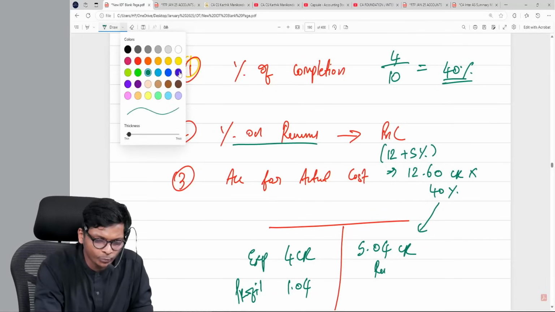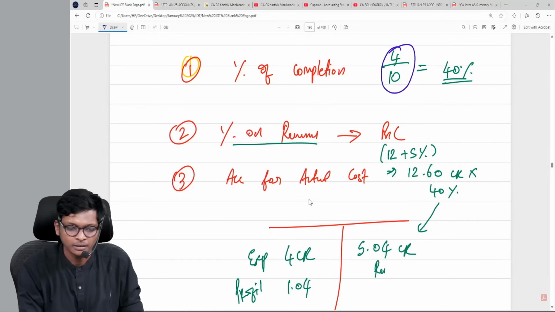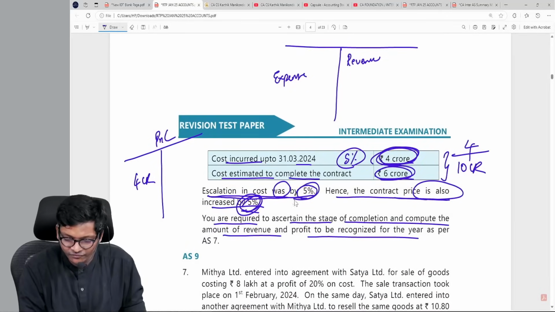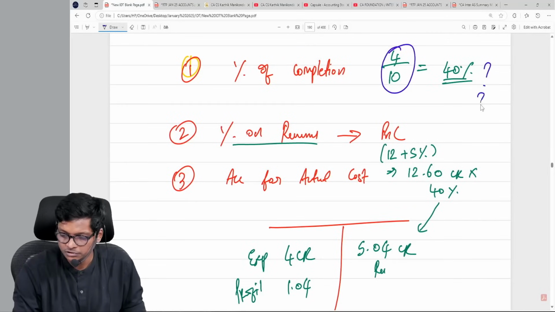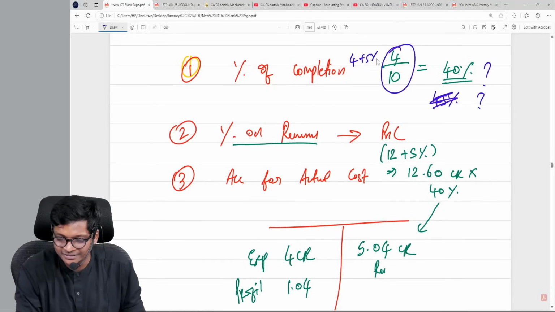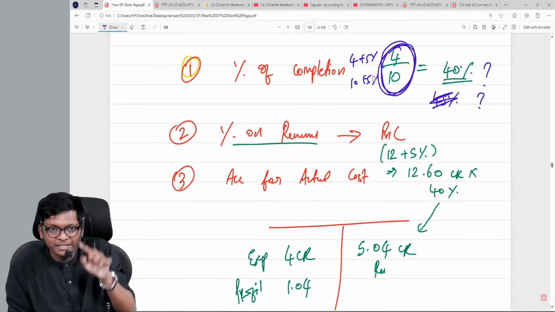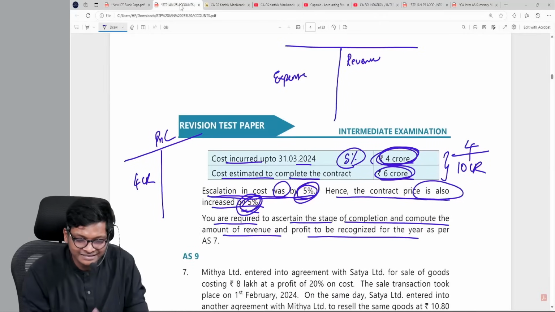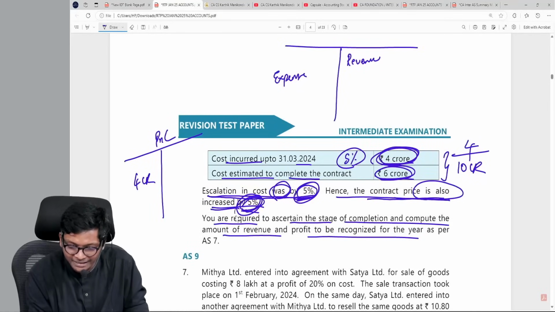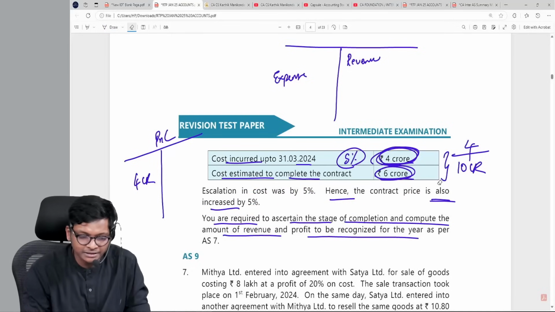Sir, what are the key points here to remember? Students make mistakes. They will do 4 by 10, but they will ask, sir, why should I not increase 5% even here? Why can't I make it 45%? Or why can't I make it 4 plus 5% or 10 plus 5%? No. Here it's already accounted, only 4 by 10. Look at the wordings. Cost was increased by 5%, but the contract was also increased by 5%. Then 12 is inclusive of this 5.